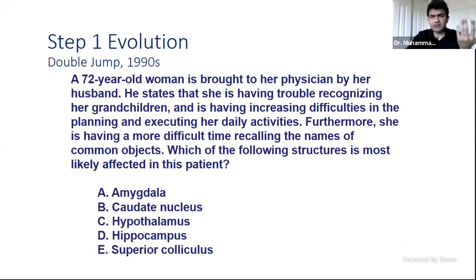Fast forward to the 90s, they learned, okay, these students are really doing well. Let's make it more difficult. Let's make it a double jump. So look at this. The question is like this now: a 72-year-old woman is brought to the physician by her husband, stating that she is having trouble recognizing grandchildren. Now you have to think, they are not giving you Alzheimer's now. You have to understand, is this Alzheimer's or not? Once you understand that, then you can say, oh, these signs and symptoms are Alzheimer's, and yes, the answer should be hippocampus. But I mean to say that you recognize the exam switched, became more clinical now. You have to understand the signs and symptoms before they give you the name of the disease.